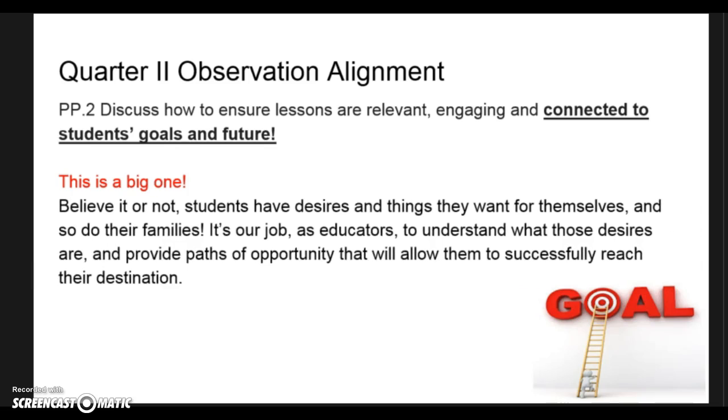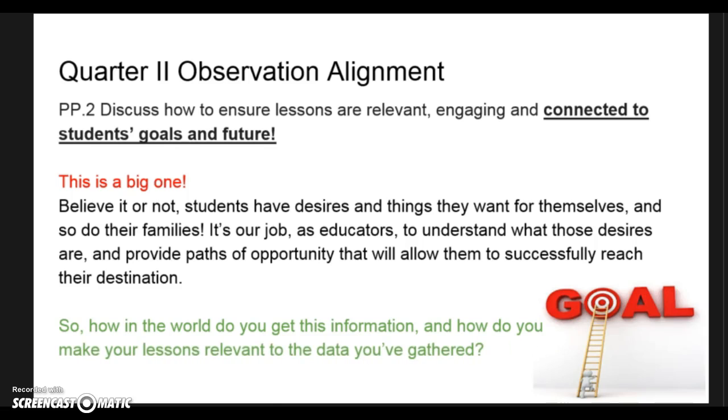So this is a big one. Believe it or not, students have desires and things they want for themselves, and so do their families. So it's our job as educators to understand what those desires are and provide paths of opportunity that will allow them to successfully reach their destination. So how in the world do you get this information, and how do you make your lessons relevant to the data you've gathered?